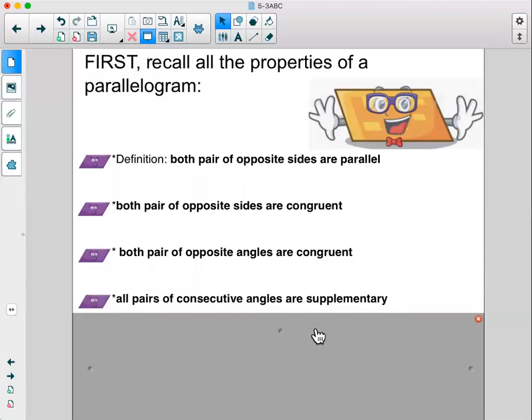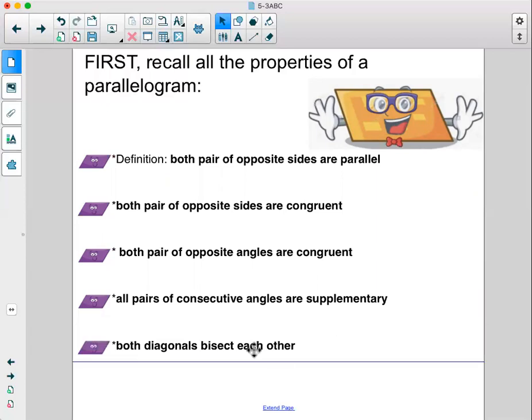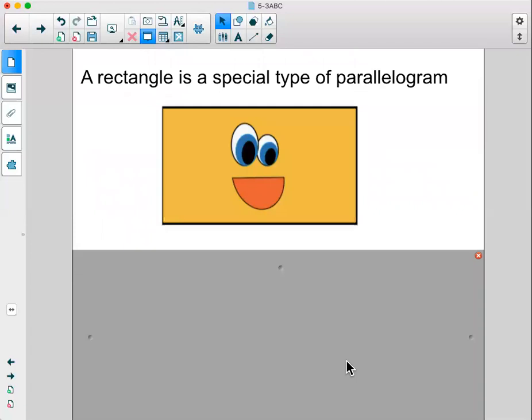For a rectangle, all the pairs of consecutive angles are supplementary because a rectangle is a parallelogram. And finally, if we have a rectangle, we know both of the diagonals will bisect each other because a rectangle is a parallelogram. So everything true of parallelograms is true of the rectangle. But then we've got some special extra snazz on top of all that if it's a rectangle.